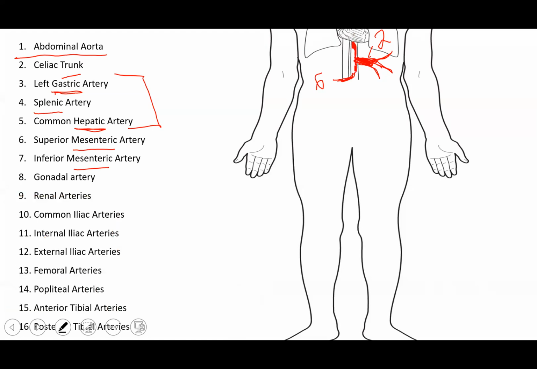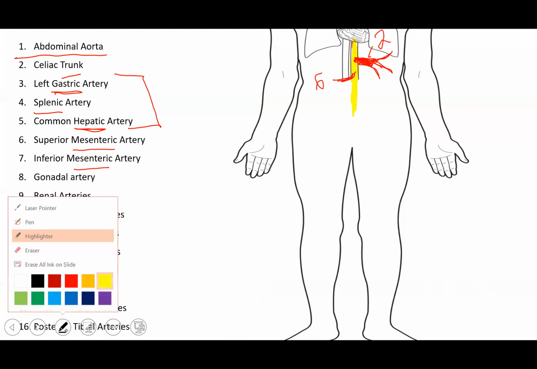All right, I am going to highlight the abdominal aorta so that we can see it even when it disappears on the model. Okay. All right, next.